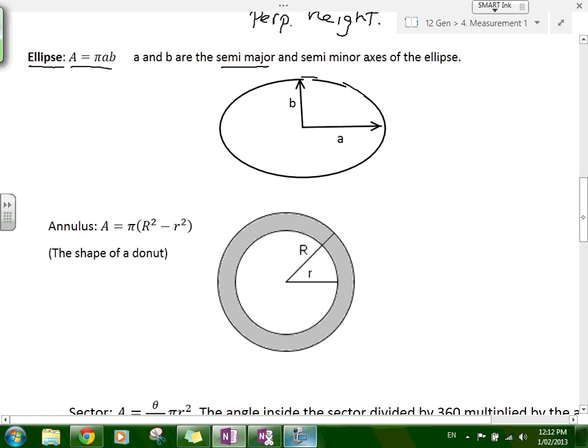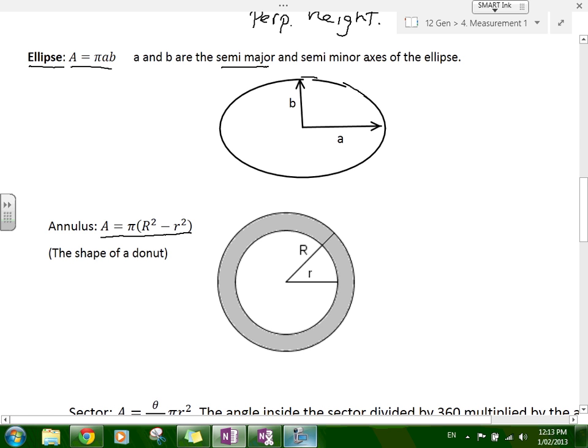Now, an annulus is a donut. It's the shape you get when you have the area between a smaller circle and a larger circle. So in this case, it's the shaded area. If you think about it, the area of it is the area of the larger circle minus the area of the smaller circle. So pi times big R squared minus pi times little r squared, which when you factorize the pi out, you can do pi times capital R squared minus little r squared. And that's the area of the annulus. If you remember the formula, you can just remember it as a big circle minus a little circle. Either way.